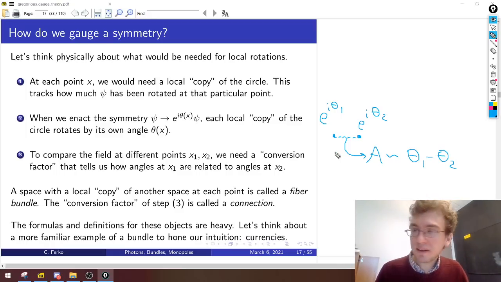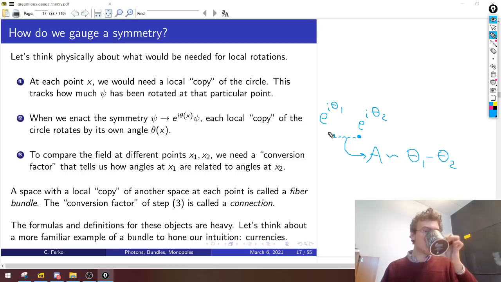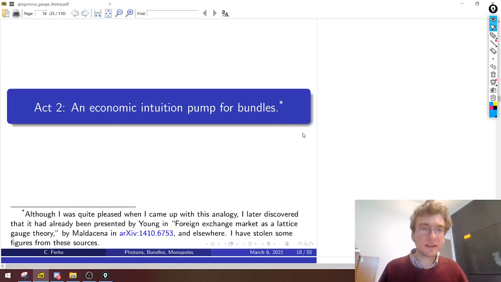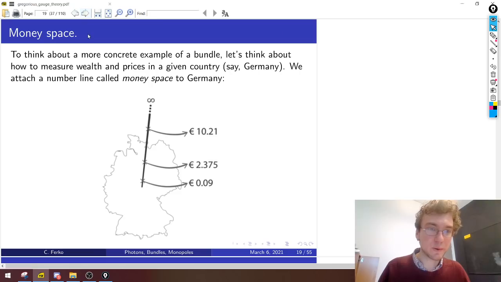Good. Other thoughts? None. Okay. All right, well, if there are no thoughts, then let's develop this economic intuition pump. As a side comment, I came up with this when an undergraduate was asking me to explain gauge theory in my second year of grad school, and I was very happy when I came up with this analogy. But then I found out that a lot of other people had already made this analogy in other papers. So I'll post the slides and you can look at the references. On the upside, that means I could steal some pictures from other people who have discussed this. So there's nothing new in this section. It's all stolen from other sources.